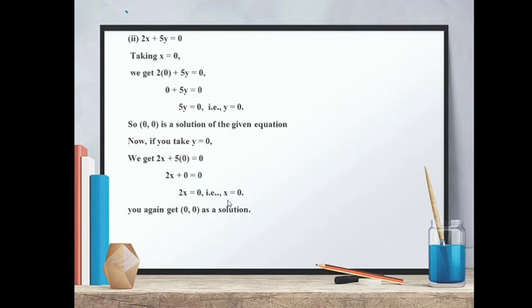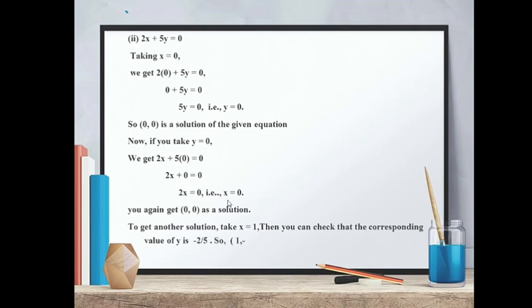So as I got (0, 0), suppose I want any other solution, so any other number I can put in place of x and y. So that you have to do. To get another solution, take x equals 1, then you can check that the corresponding value of y is minus 2 by 5. So (1, minus 2 by 5) is another solution of 2x plus 5y equals 0. So this you will find out by doing it in your copy.